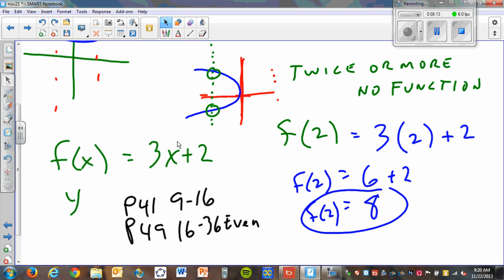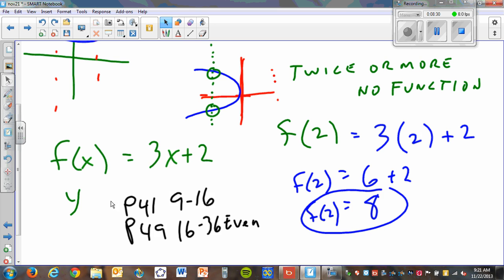Then we have function notation, where we have f of x equals 3x plus 2, and they'll give you f of 2. So really all you do is take that 2, plug it in for x. So 3 times 2 plus 2, and we solve it. f of 2 will equal 8.